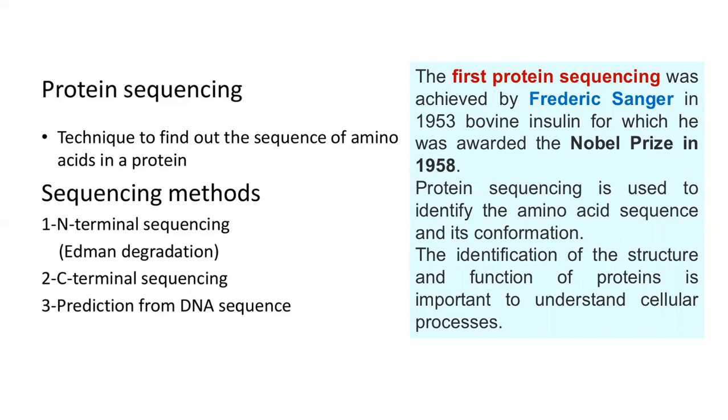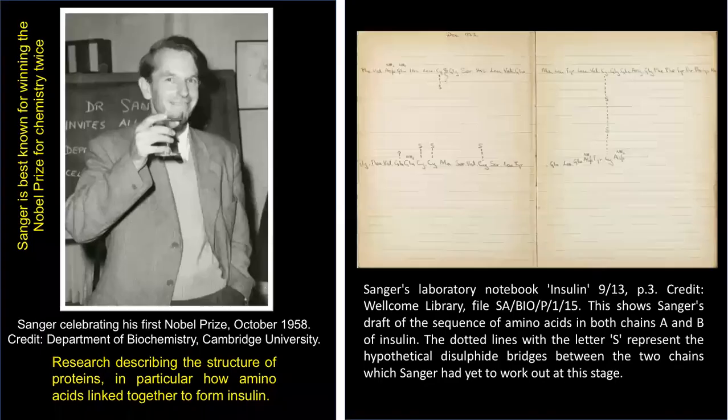So protein sequencing is used to identify the amino acid sequence as well as its conformation and how it is affecting the structure of that particular protein. So once identification of the structure is done, we could also deduce the function of the protein, which is very important to understand the cellular processes that are taking place within a living organism.